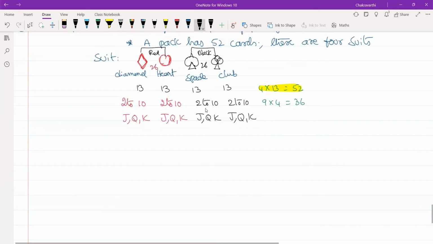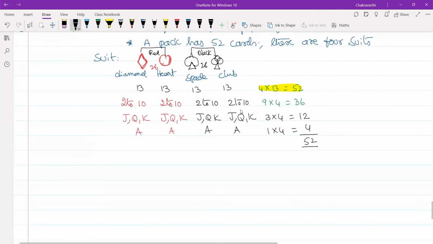Out of these 4, 3 are face cards. In each suit there are 3 face cards, 3 into 4, 12 cards. Only one card remains, a special card called the ace. Ace is called a premium card or special card. Ace, ace, 1 into 4, 4. The total is 52. No joker, no extra card. The pack contains exactly 52 cards.